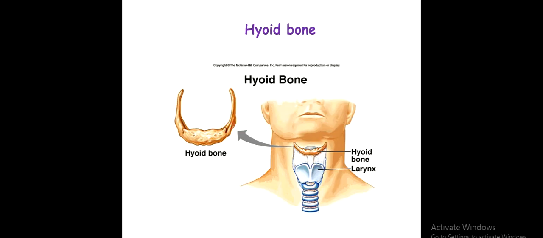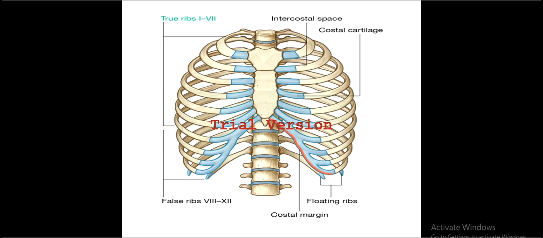So here you can see the diagram of the hyoid bone that is lying in front of the larynx. Here you can see the diagram of the chest or thorax. In between there is one sternum that has 3 parts, and after that there are 12 pairs of ribs. So the total number of ribs is 24. Here you can count from 1 to 12.